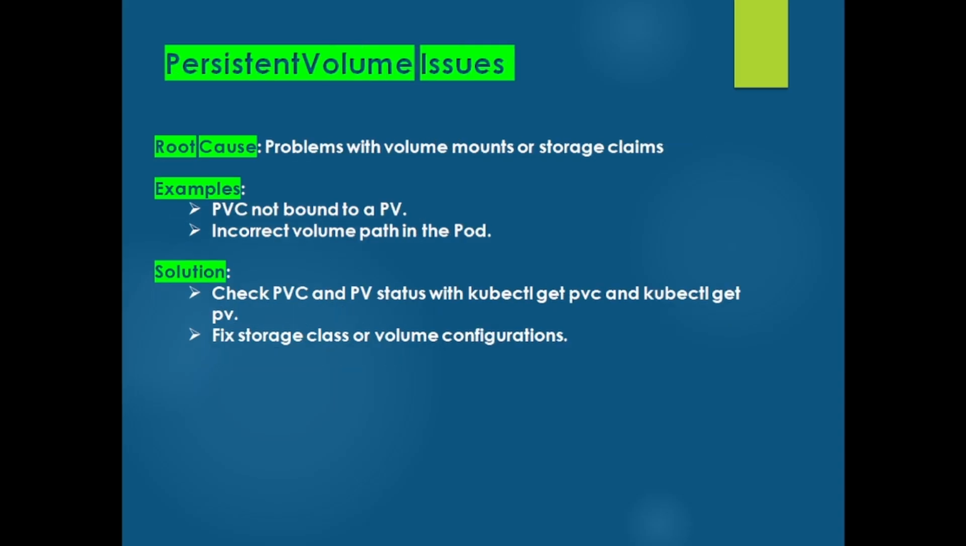Now, persistent volume issues. The root cause of persistent volume issues is problems with volume mount or storage claim. For example, a PVC not bound to a PV. Second, an incorrect volume path in the pod. As a solution, we can check PVC and PV status with kubectl get pvc and kubectl get pv. You can fix the storage class or volume configuration.